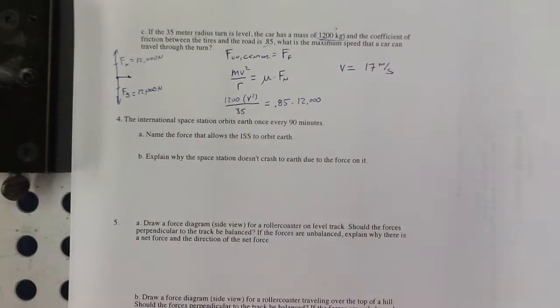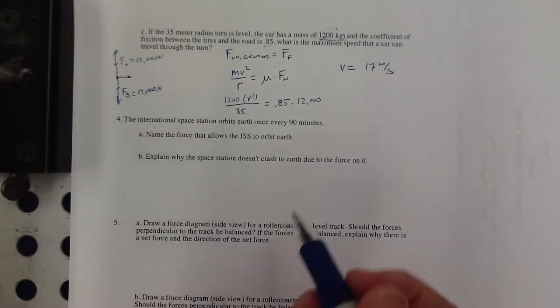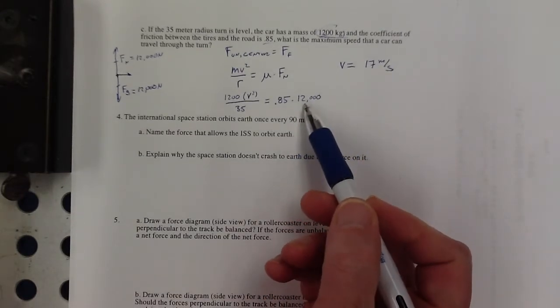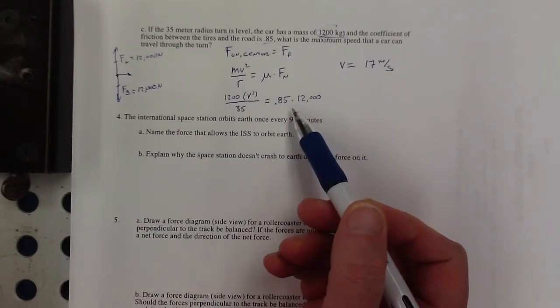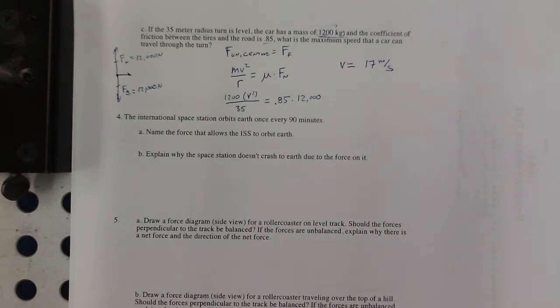So the maximum speed the car can go around this turn is about 17 meters per second. It's about 35 miles an hour. Just check my math there, make sure that that's good. Yes. Looks good. All right.